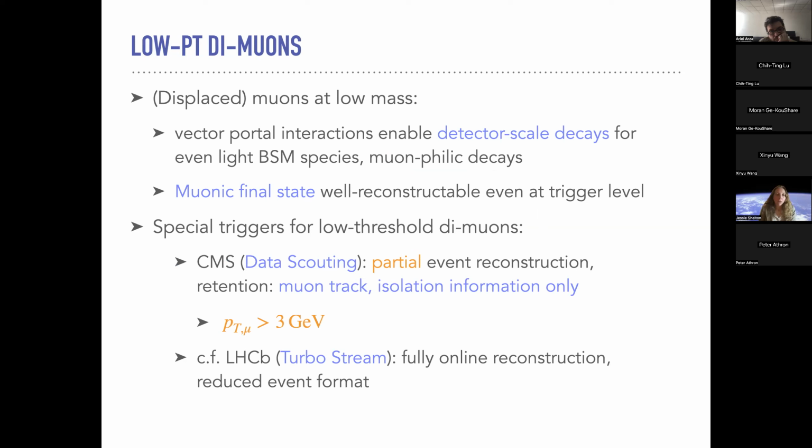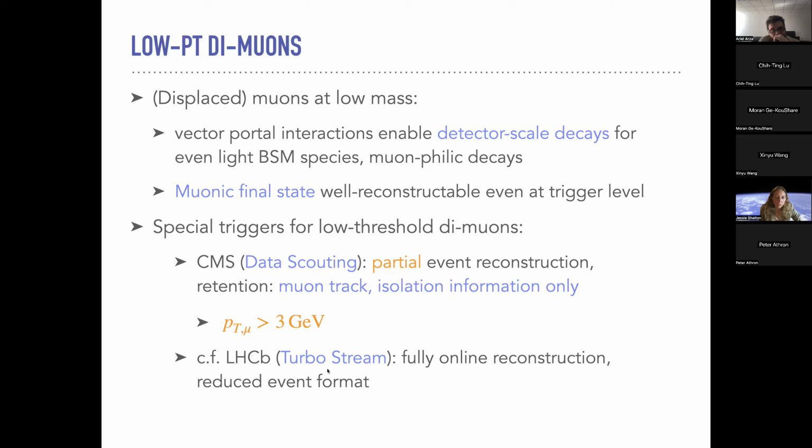And what that means is it is easy to get good coverage of low PT dimuons, even when they're displaced, because the reconstruction of these even low PT, even displaced muons can be done very rapidly at the trigger. And therefore with this partial event construction, they can read out a limited subset of information from the whole event, which enables them to keep a large number of displaced low mass dimuon pairs at the cost of throwing away all the information that isn't muons from the rest of the event.